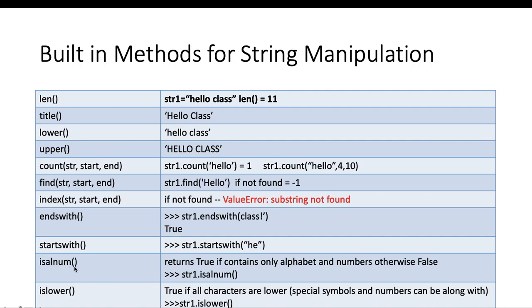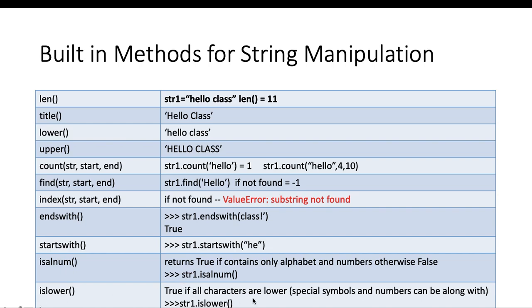isalnum returns true if it contains only alphabets and numbers, otherwise false. Even if it contains a single white space, it will return false. Only if it has just numbers and alphabets will it return true.